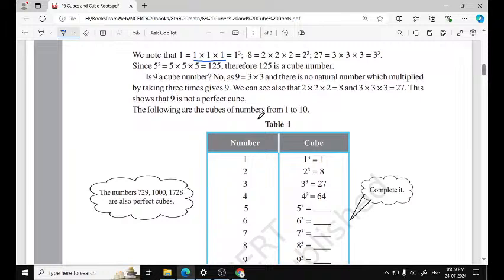Is 9 a cube number? No. 9 is 3 into 3 and there is no natural number which multiplied by itself 3 times gives 9. So for no number can we write x into x into x equal to 9. So 9 is not a perfect cube.